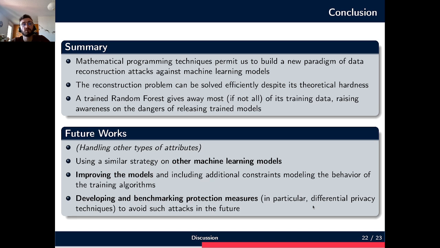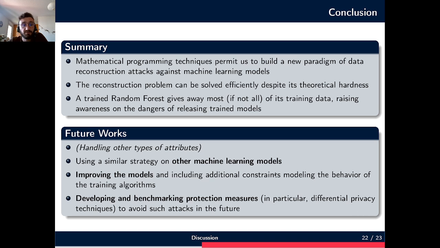Okay, so to conclude, we propose in this work a way to use mathematical programming techniques to build new paradigms of data reconstruction attacks against machine learning models. We show that even if the problem of dataset reconstruction from trained random forest is theoretically difficult, it can be solved efficiently in practice using the formulations we provide. And our main insight is that trained random forests actually give away most of the training data or all of the training data. So this result really raises awareness on the dangers of releasing trained models, because often when you release your trained random forest, it's equivalent to releasing your entire training data, which you may not want to do.